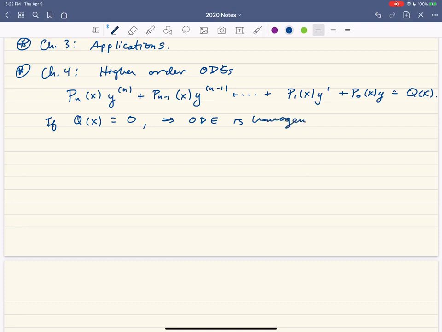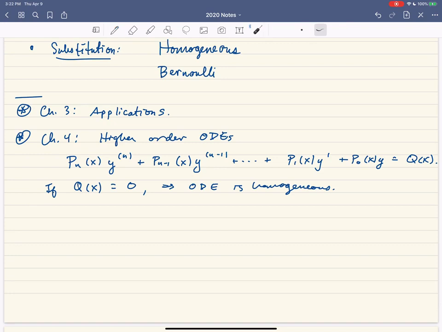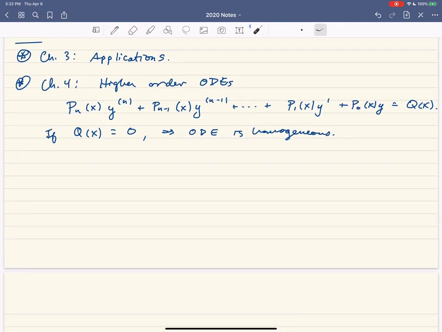This is a different notion of homogeneity than we talked about up here. Those are the same word, but they mean different things. So here, a higher order homogeneous differential equation is one where the right side is 0.